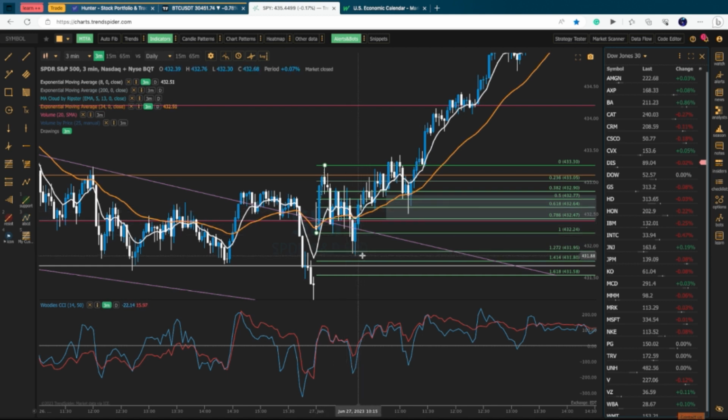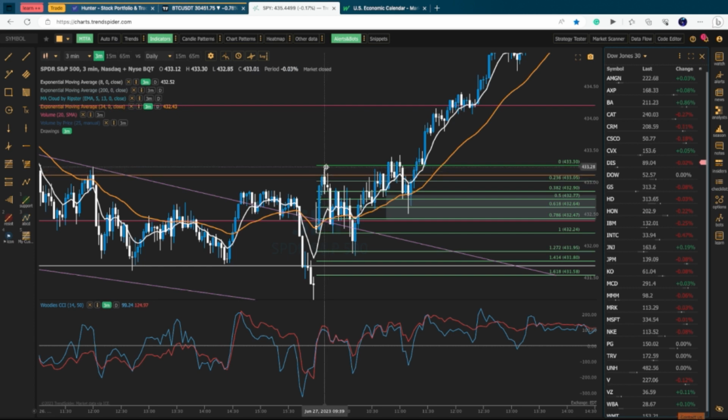One for the 1272, didn't go for the full gap, came back above, and then we were supportive within the morning range above that deeper fib retracement, 786. So kind of that golden pocket area. And went. And then for upside, how do you stay in this trade longer?